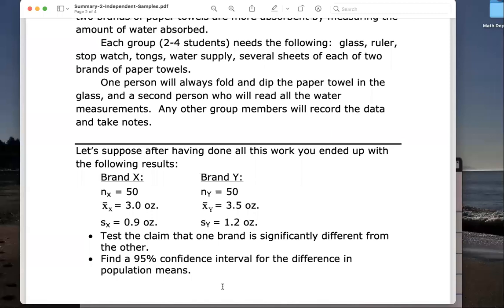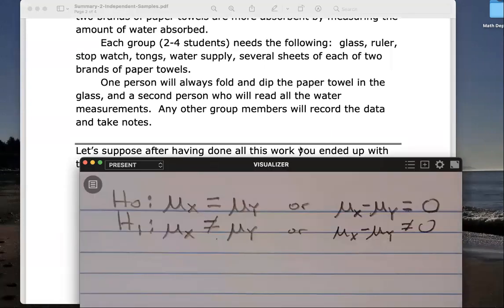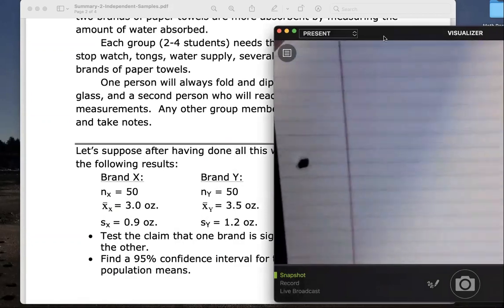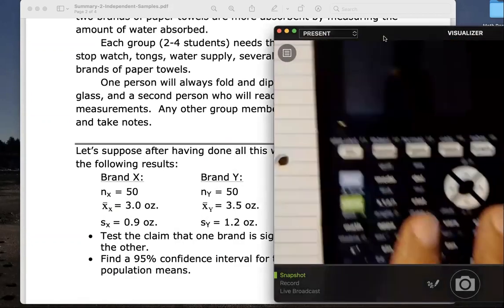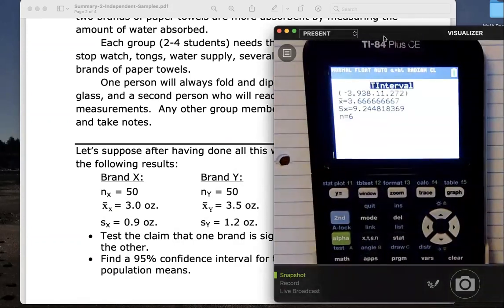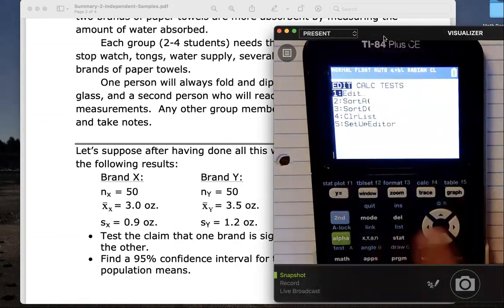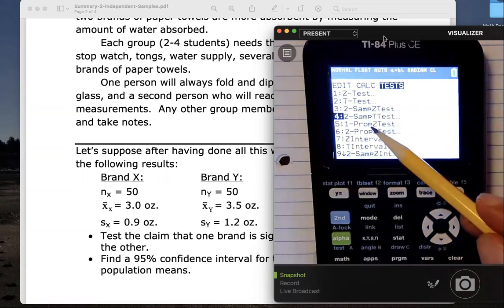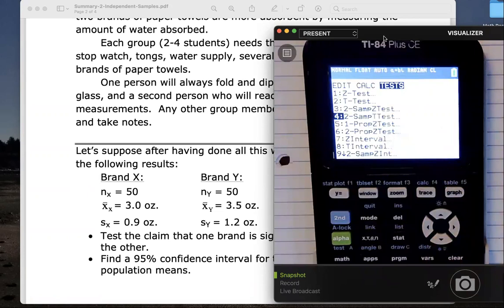All right, so we got all that. These are not matched or paired up in any way. These are two independent samples. So do you think we might have what we need to set this up? And I'm going to have to zoom out here a little bit. All right, so let's press STAT, go over to TESTS, and this is a job for the 2-SampTTest. We got two samples. It's a t-test because the population standard deviations are unknown. That's why we're using the sample standard deviations.